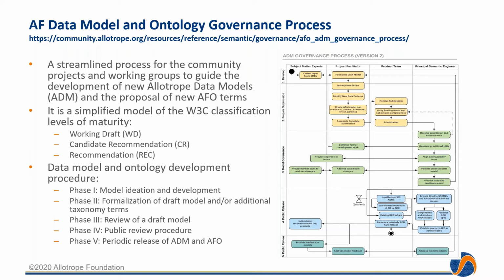The data model and the ontology development procedure follow several phases. We start with model ideation and development. Next, we move into formalization of the draft model and addition of taxonomy terms. Then we review the draft model. Then we have a public review phase, and we have periodic releases of ADM and AFO.